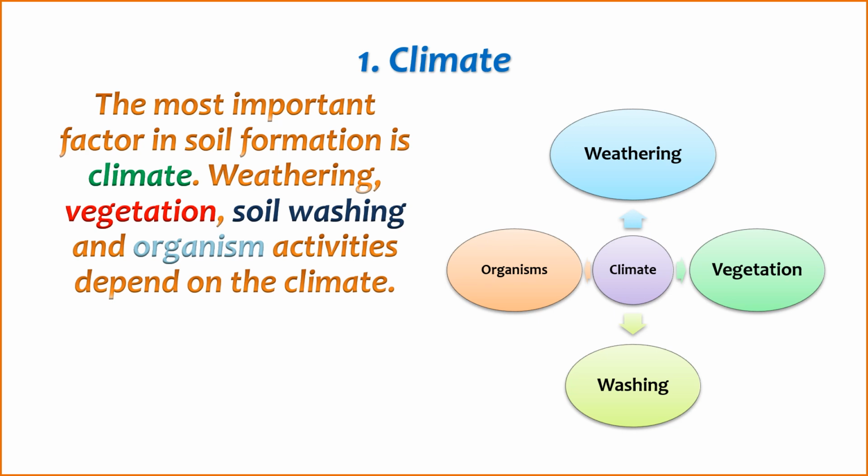4. Organism activities. Climate affects the types of organisms that inhabit the soil. Microorganisms, insects, and other soil fauna play crucial roles in nutrient cycling, organic matter decomposition, and soil structure development. Their activities are influenced by temperature and moisture conditions. Understanding the interplay between these factors under different climatic conditions helps soil scientists classify soils and predict their characteristics. This information is valuable for agriculture, land management, and environmental studies.